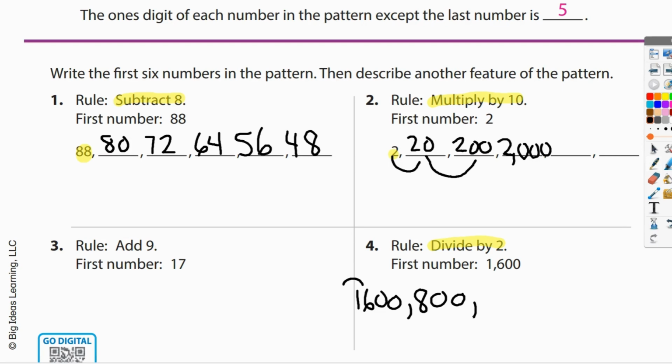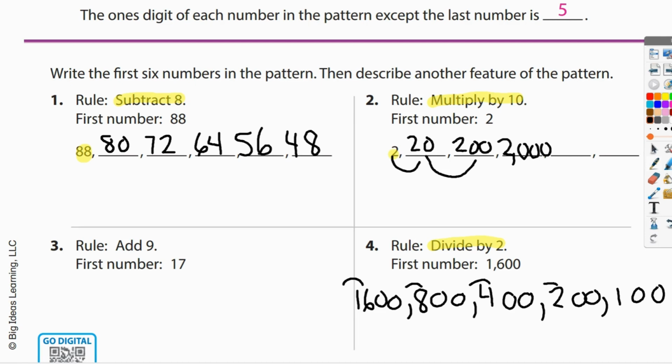I'm going to keep going. Look at the 8. What is 8 divided by 2? 4, right? I'm going to keep those 2 zeros. I'm still in the hundreds. So what's 4 divided by 2? 2. Keep those 2 zeros. What's 2 divided by 2? 1. Keep those 2 zeros. Okay?